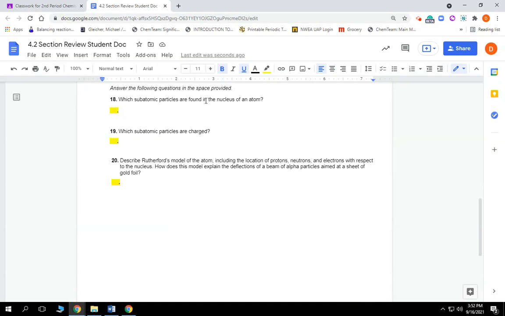Which subatomic particles were found in the nucleus of the atom? Well, in the nucleus, you have protons and neutrons. Which subatomic particles are charged? Well, protons are negative and electrons are positive.